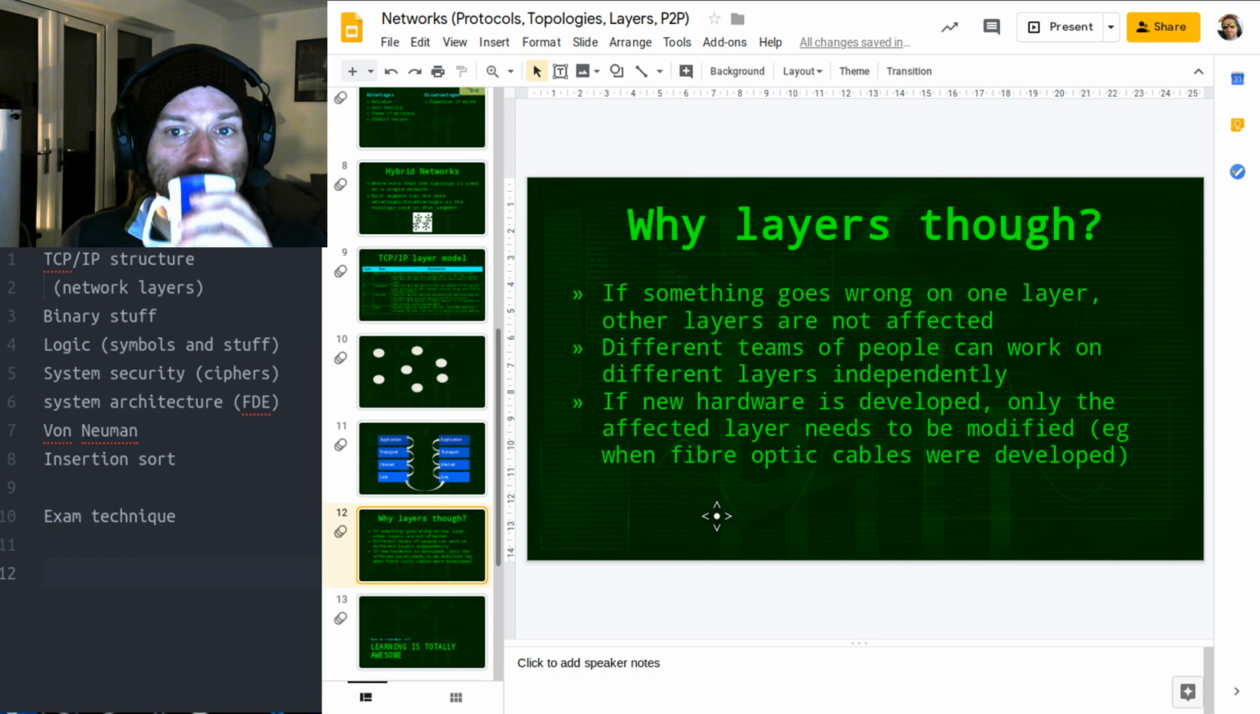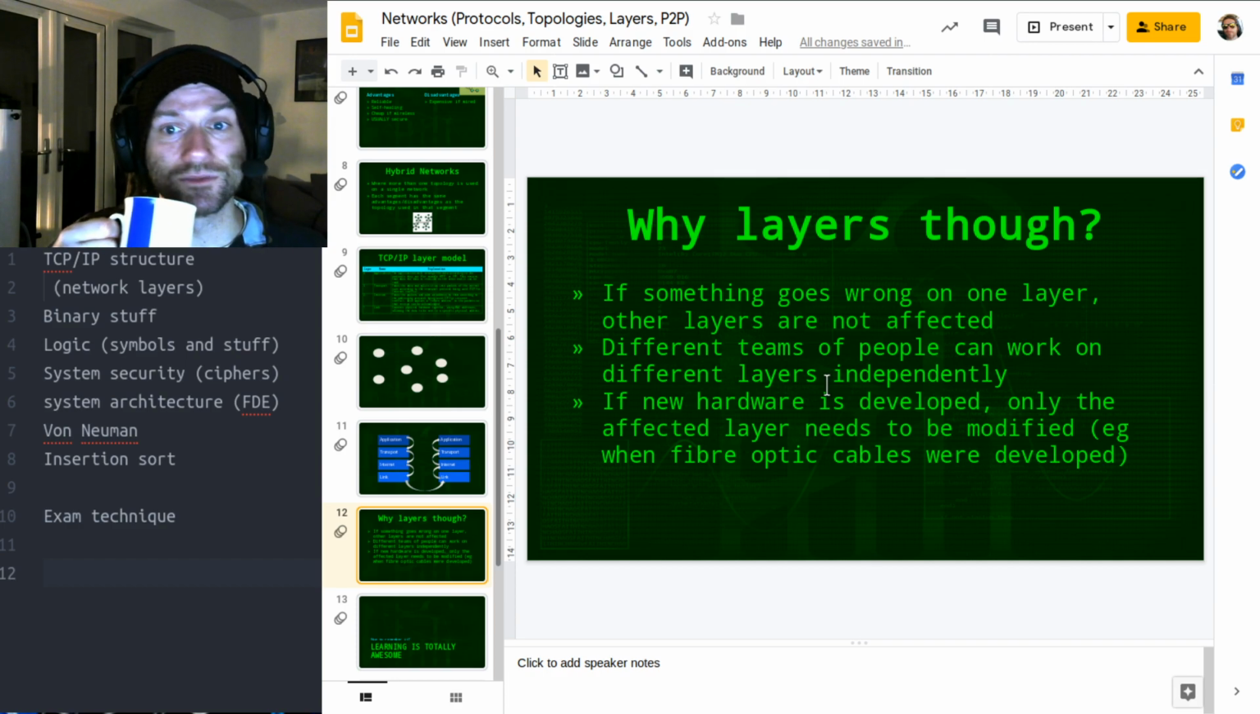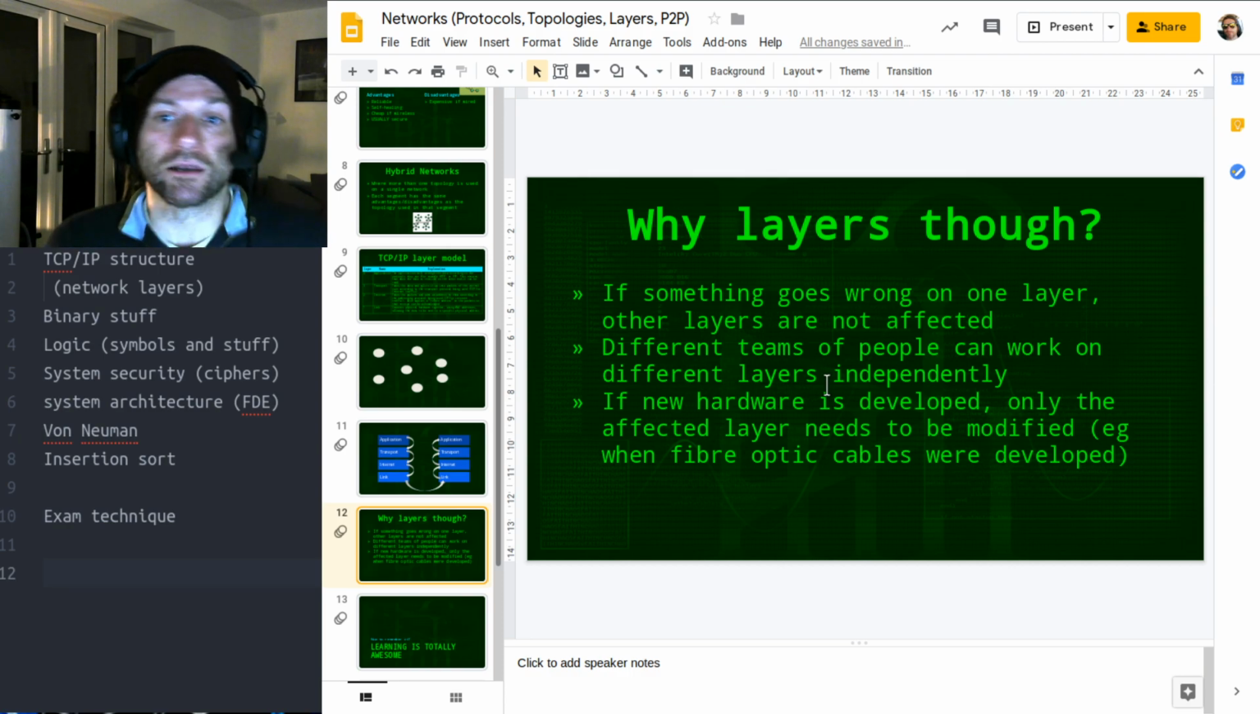Okay, I've put down here as well, if new hardware is developed, only the affected layer needs to be modified. The example, when fiber optic cables were developed. Okay, yeah, we need some new system to handle the link layer stuff, but we don't need to touch the rest of it. That works fine, you know?